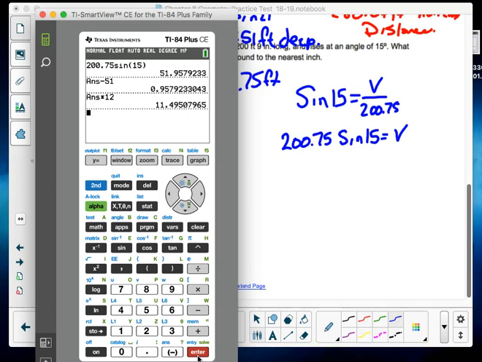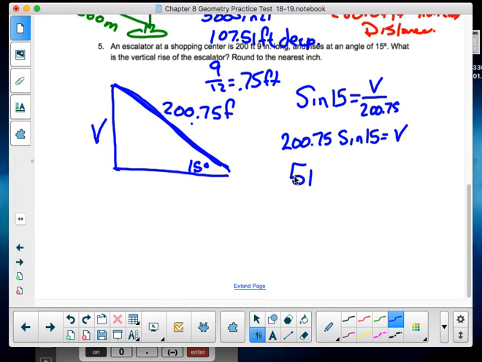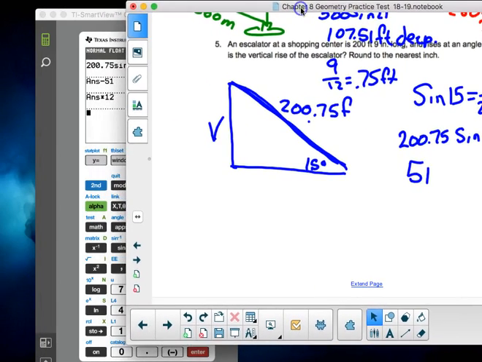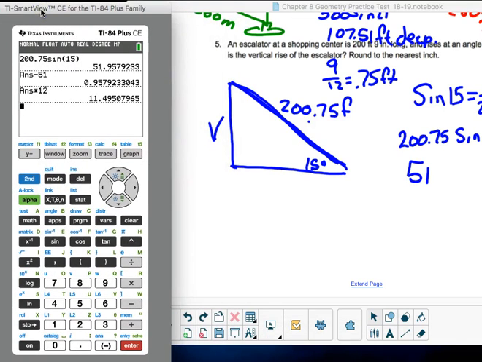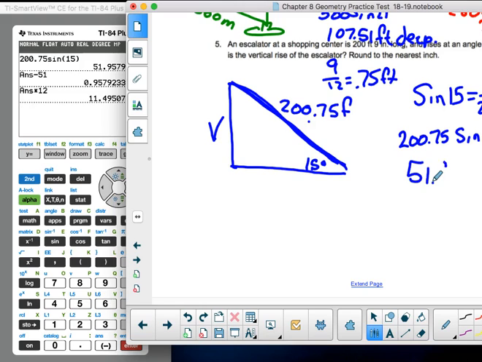So this becomes 51.957, and that is my V. And now that's 51 feet 11 inches, because that's going to be 11.49. You just saw that, so it'll be 51 feet 11 inches. Or if I really wanted to go crazy, that would have been 51 times 12 plus 11, which would have been 623 inches.